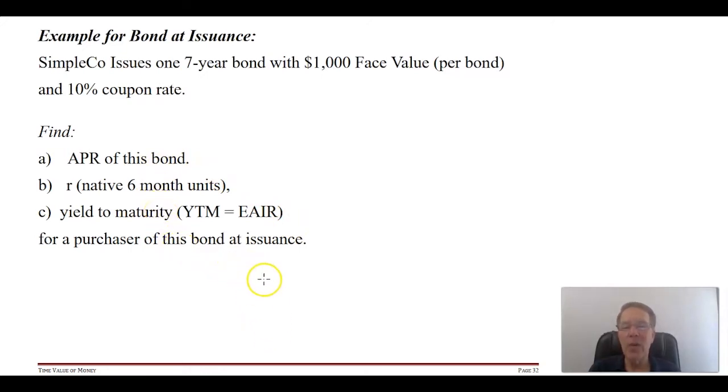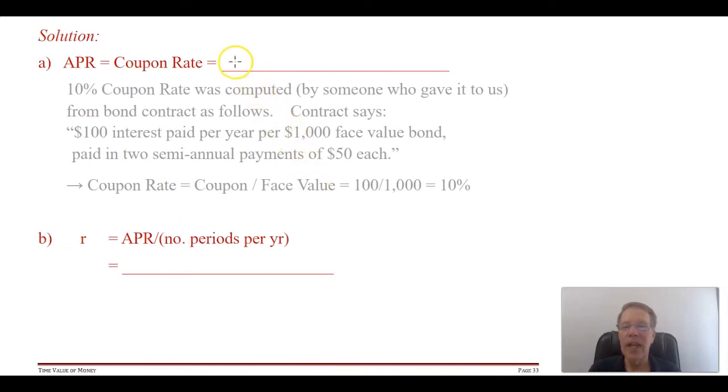So we want to do this, of course, for a purchaser of the bond at issuance, okay? All right, so the APR of the bond is equal to the coupon rate, okay? And how do we have to describe that? Because it's paid twice a year, it's the coupon rate, so we say 10%, right?